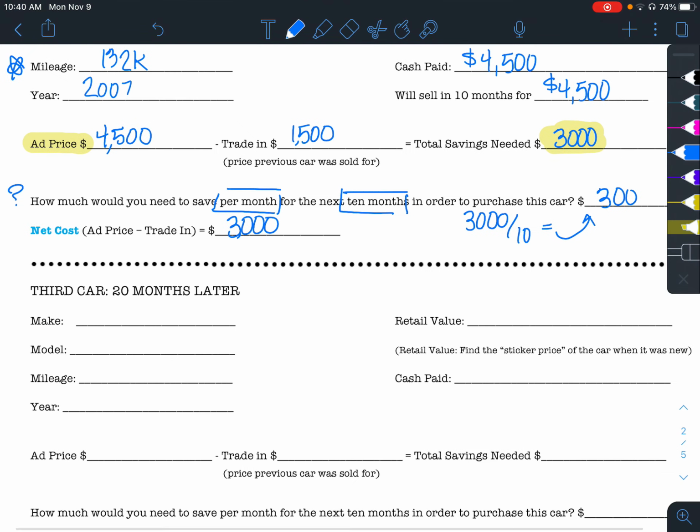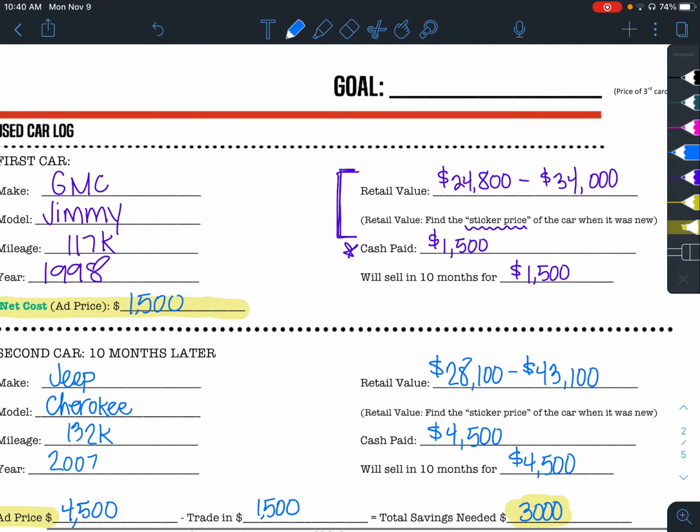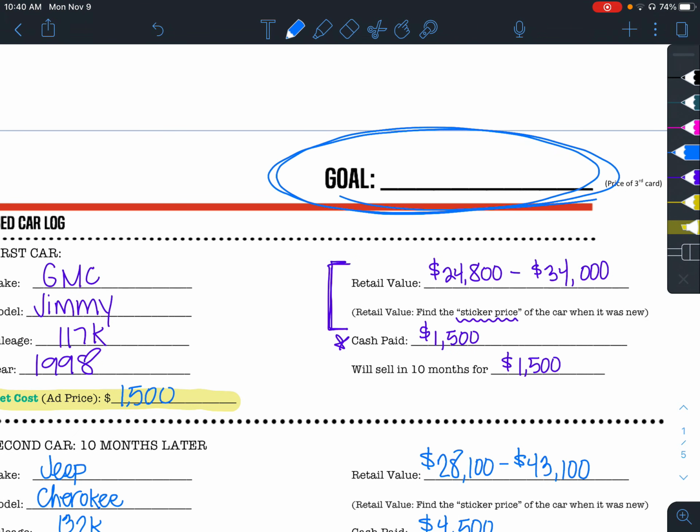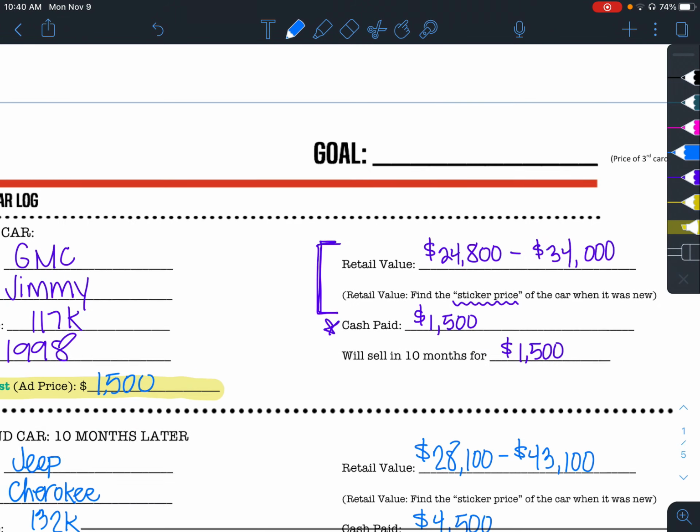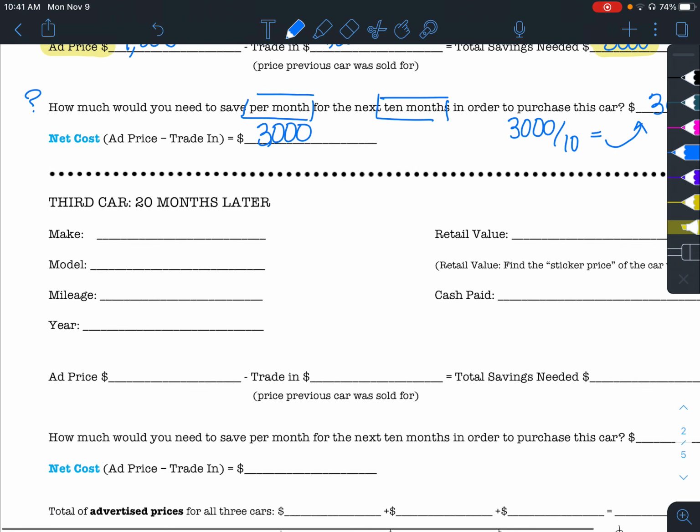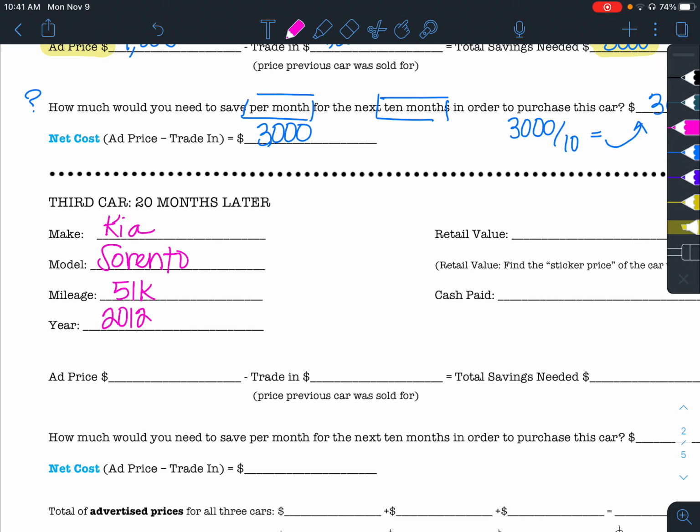Now this third car that I found, I'm actually going to go back up to the very top where I'm filling in this goal. So the third car I found, the list or advertised price was $10,950 for, I fill in these blanks, it is a Kia Sorento. The mileage, it has 51,000 miles on it according to the ad, and it's a 2012. So again, upgrade in year, and a lot less miles than my previous cars.